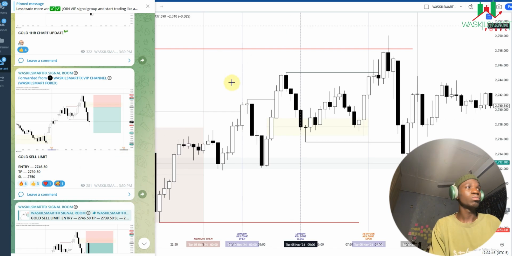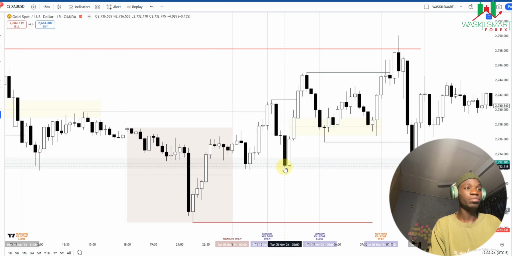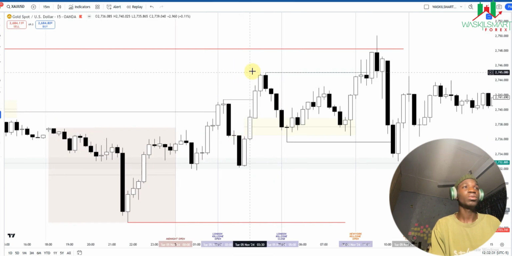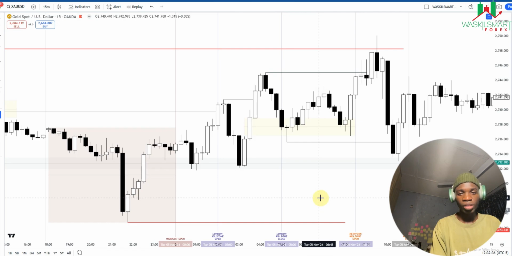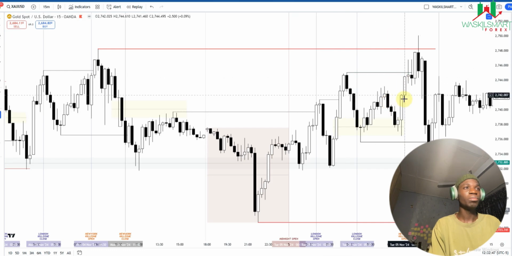Okay, looking at this chart, this is the gold 15-minute chart, Tuesday, November 5, 2024. You can see that the chart is bullish. Here we have a bullish market, but I was particularly waiting for the New York session so that I can possibly see a trade buy or a trade sell. When the market entered into the New York session, the market was bullish here.